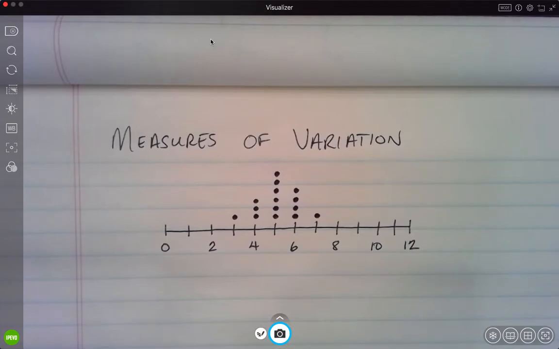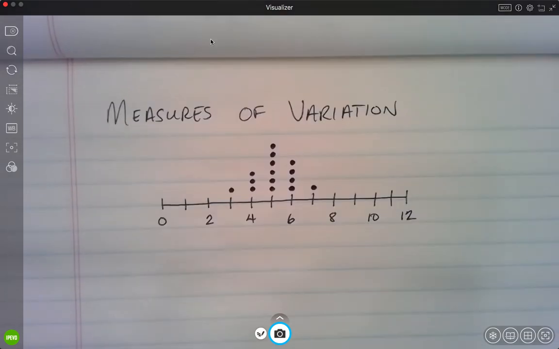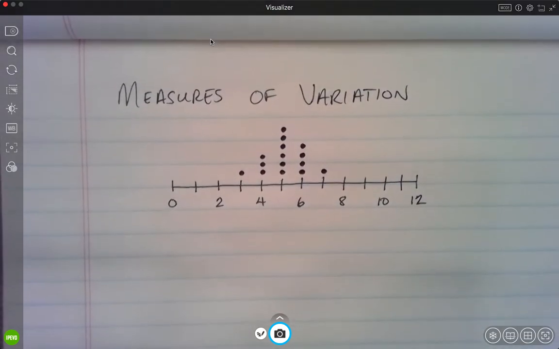Hey guys, just going to go over our next concept here, measures of variation. So your last concept dealt with measures of center, and that told us where the center of our data was. This is going to tell us how spread apart our data is. There's a couple things we're going to look at. I'm just going to go through the basic stuff.